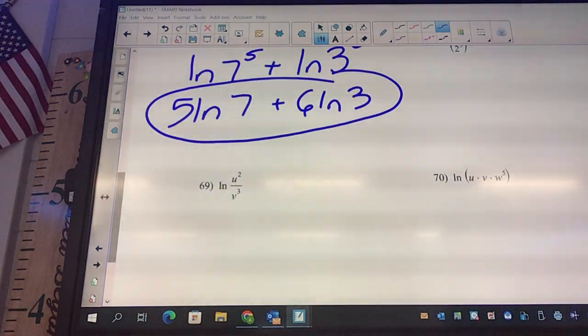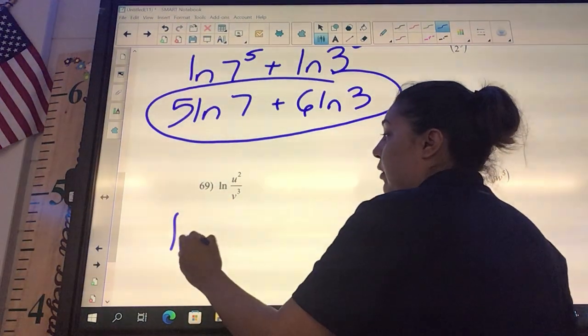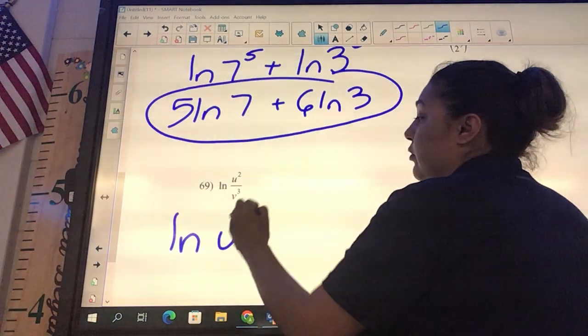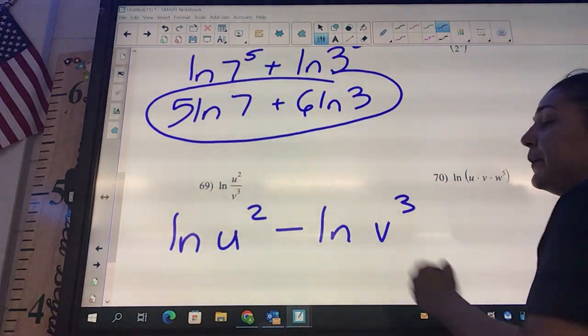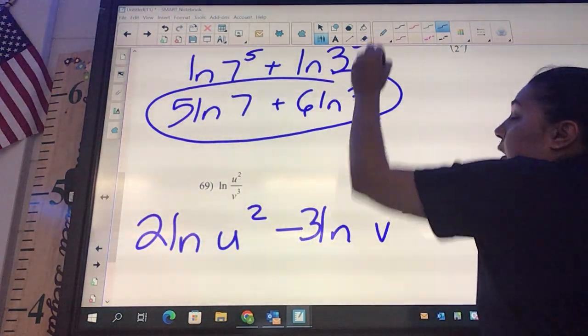Okay, last one. What does division go with? Subtraction. So it's going to look like natural log. Which one comes first? The top. We got natural log of u squared minus natural log of v cubed. And we know that these go in the front. So it's really going to be a 2 and a 3. And erase these ones.